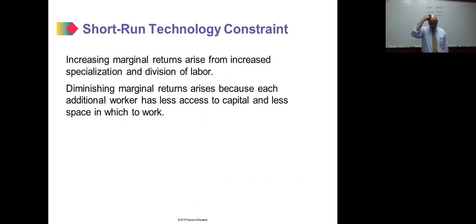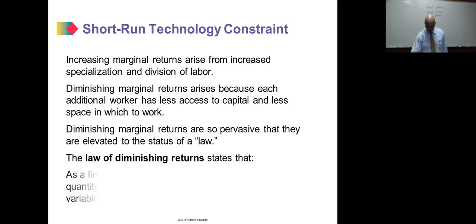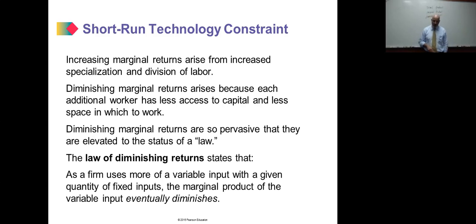All right, increasing marginal returns arise from increased specialization in the division of labor. Diminishing marginal returns arise because each additional worker has less access to capital and less space to work. The law of diminishing returns states that as a firm uses more of a variable input with a given quantity of fixed inputs, the marginal product of the variable input will eventually diminish.